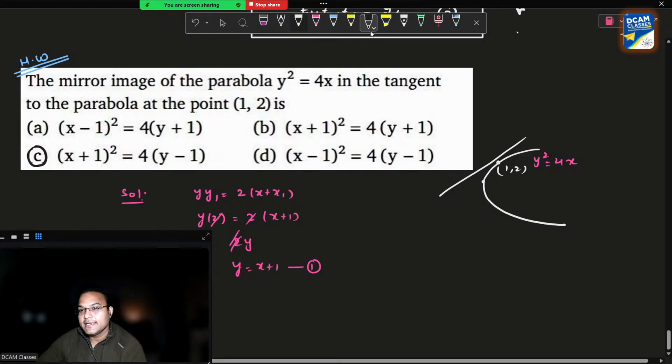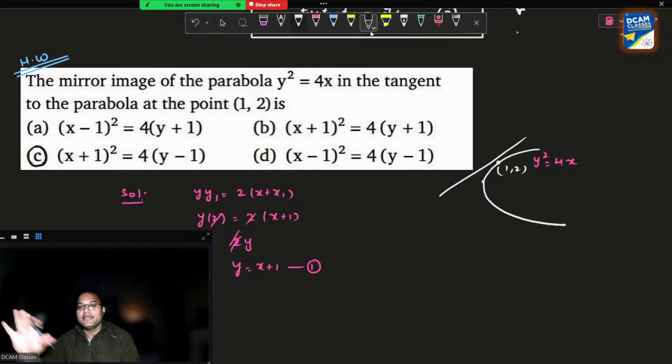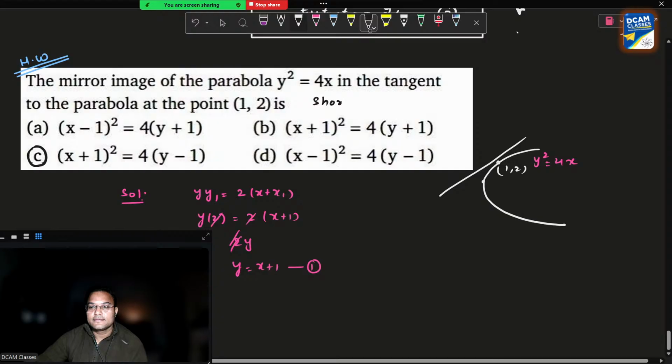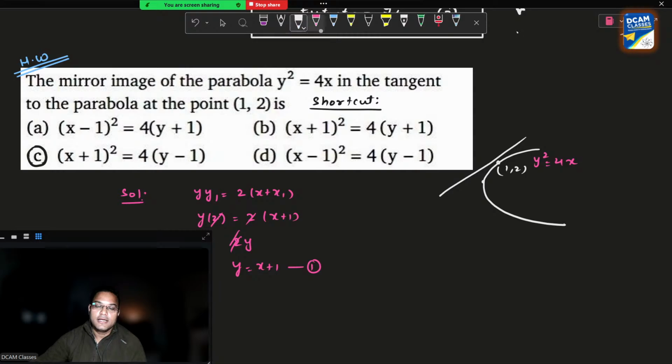See, if you want the shortcut method, very short, without solving anything? If this kind of question comes in your examination, how will you solve it without actually solving? See, if the mirror image is there, (1, 2), Diva, look carefully. The mirror image would be a parabola something like this.